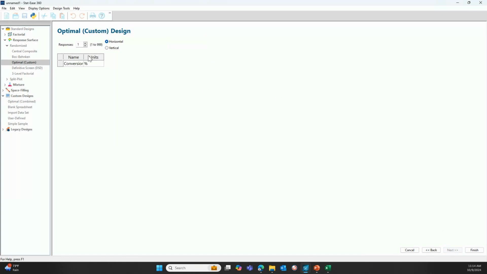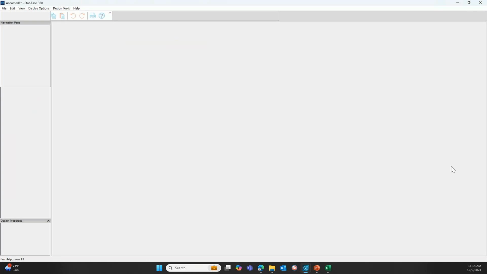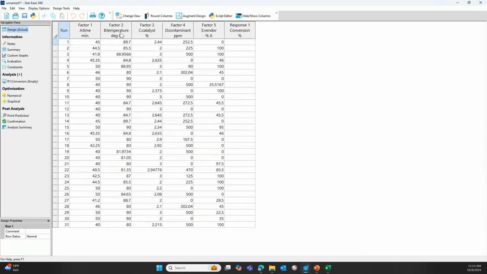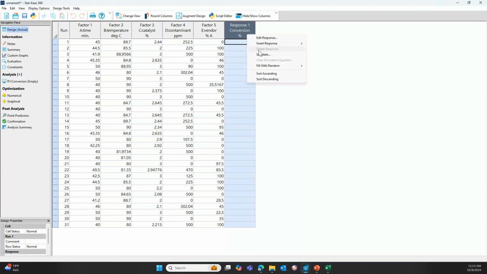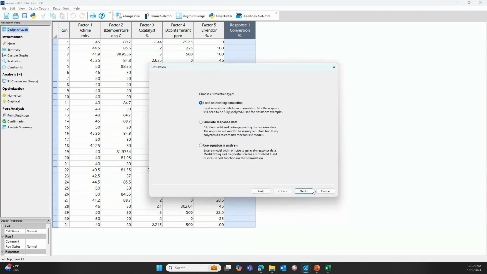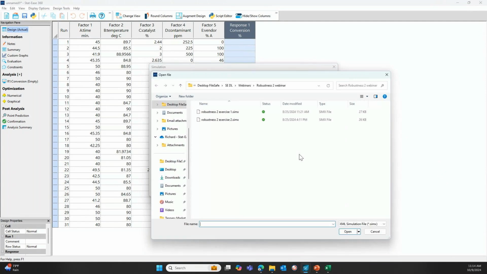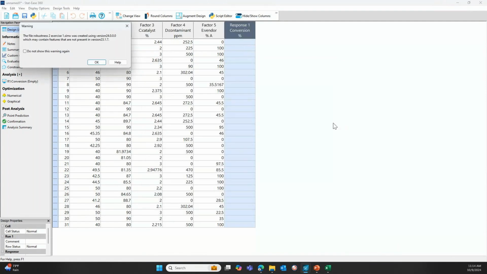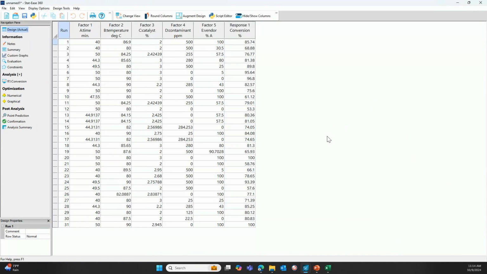So I have one response, which is conversion. Okay, so we will finish this design, and there it is. So we have our 31 runs, and these are the particular values that it would have us go collect data to accomplish. And I'm going to get the data, and I will simulate that using an existing simulation that I have, and this is going to be this one. And I go ahead and accept that. So now I've gone and collected data. And admittedly, it's much easier for me to do with a simulator than the 31 runs would be for you and I in the field, but I digress.